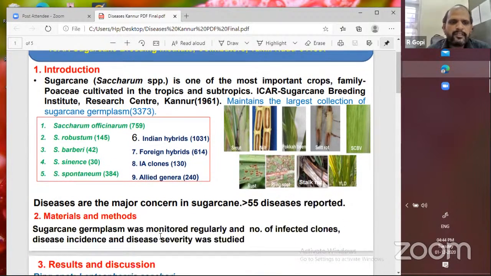Coming to the materials and methods, here the germplasms are monitored regularly at monthly intervals, and the number of infected clones, disease incidence, and disease severity were studied, and further management measures have been done.